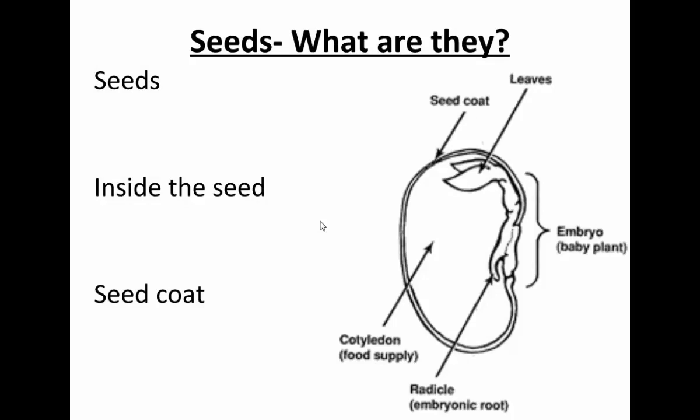So after pollination, after the ovules have been fertilized by a sperm cell that was carried in the pollen grain, then the seed can start to form. What really is a seed? Well, it's the ovule that's fertilized, but what exactly is it?